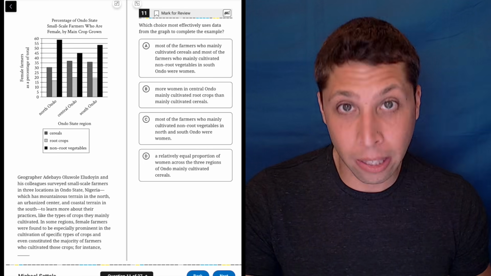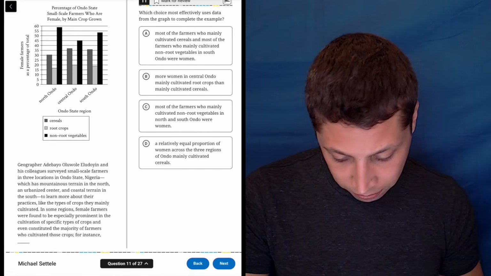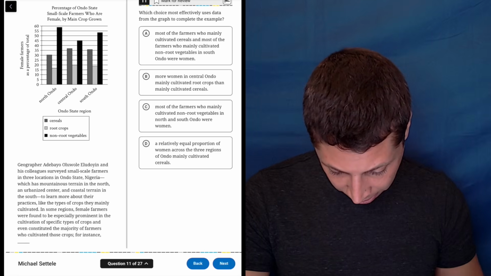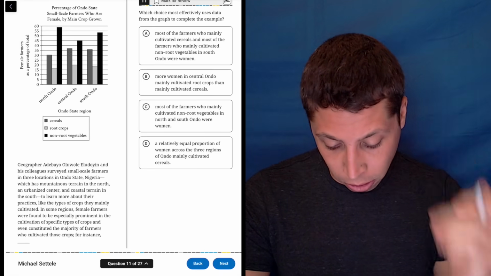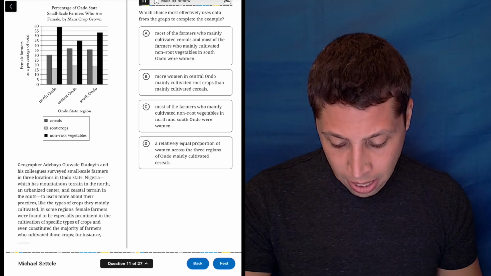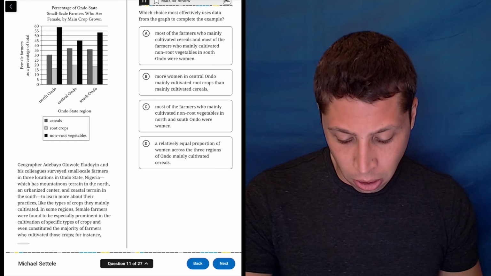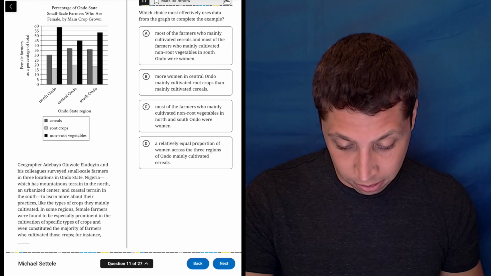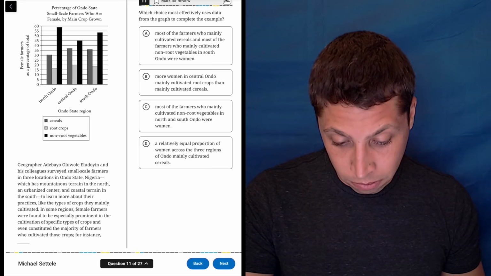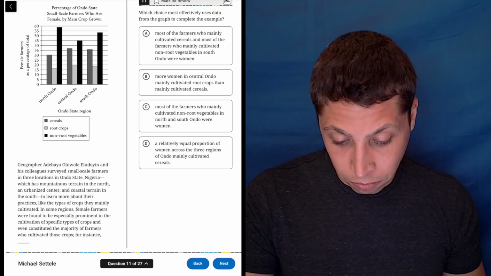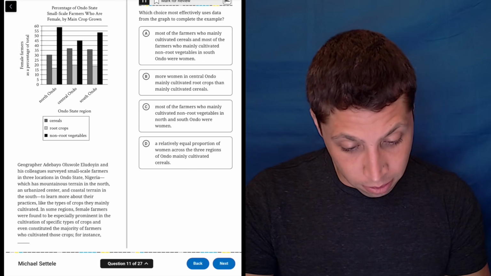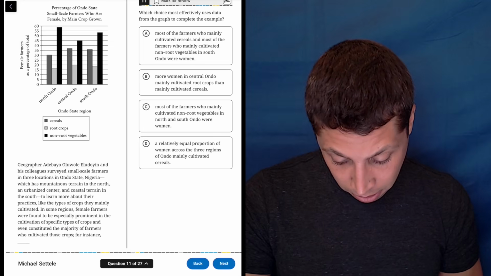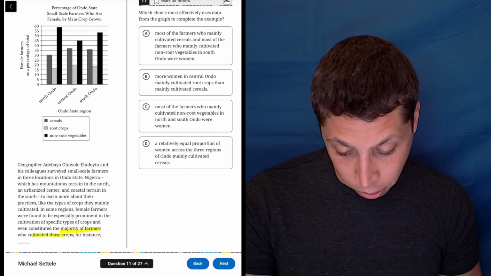All right, which choice most effectively uses data from the graph to complete the example? So typically with these, I'm going to look at the data first and see if it actually makes sense. So what are they saying here at the end? In some regions, female farmers were found to be especially prominent in the cultivation of specific types of crops and even constituted the majority of farmers who cultivated those crops, for instance. So percentage of small farmers were female. So, okay. So they're talking about majority who cultivated a crop.